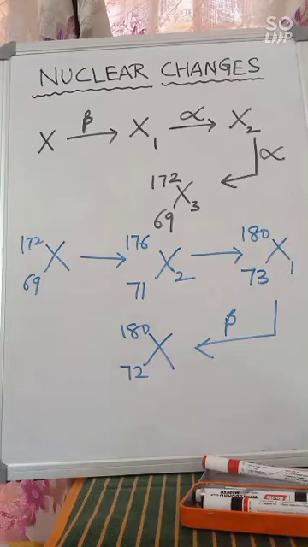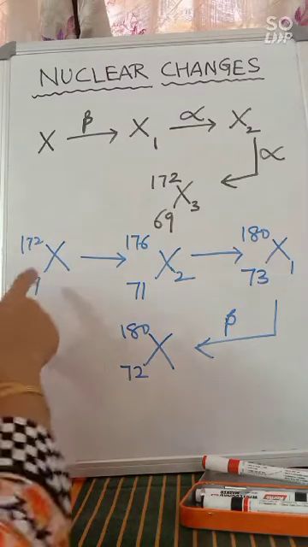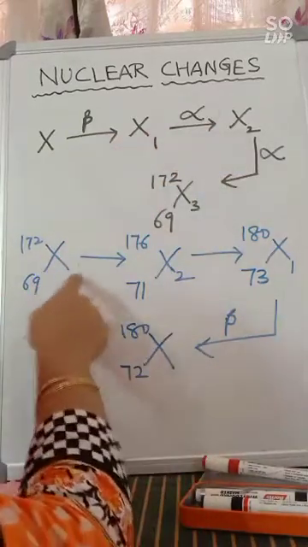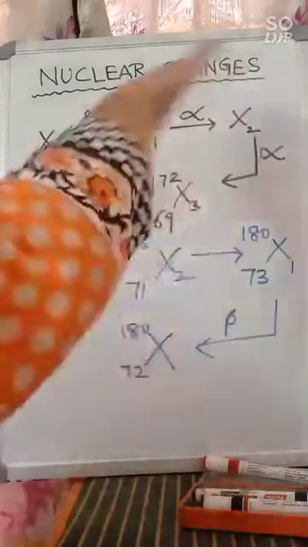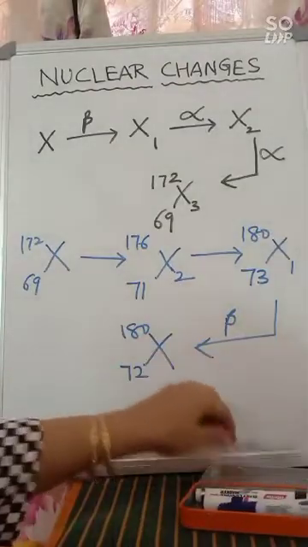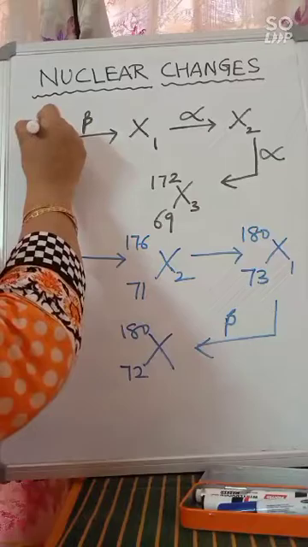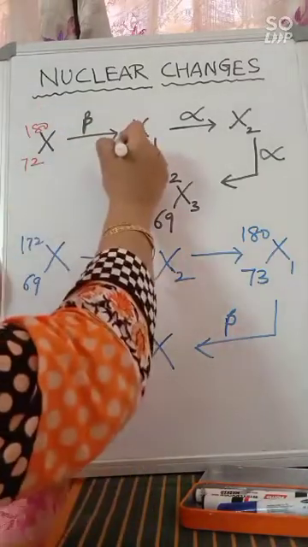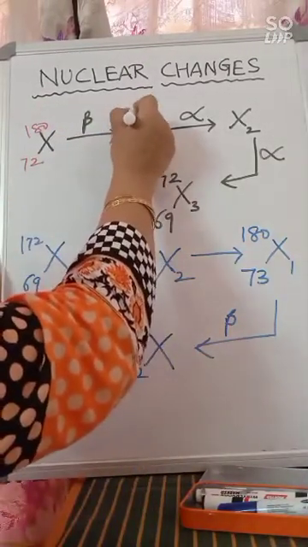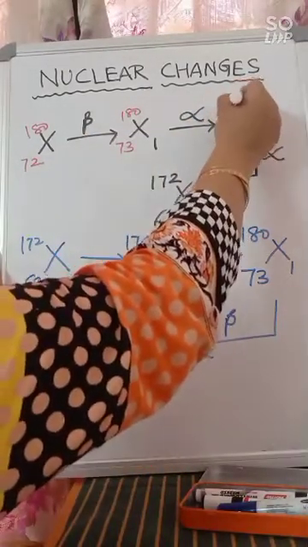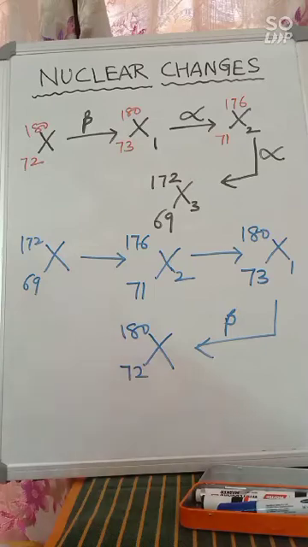The only thing is now, the arrow, like we are showing it here, it was X to X1 to X2, but here I'm showing it in the other way, right? Now you can write all the answers there, right? So X must be this. X1 must be 73, 180. X2 must be 71, 176. So don't you think it becomes so easy if I just start with the product instead of the reactant?